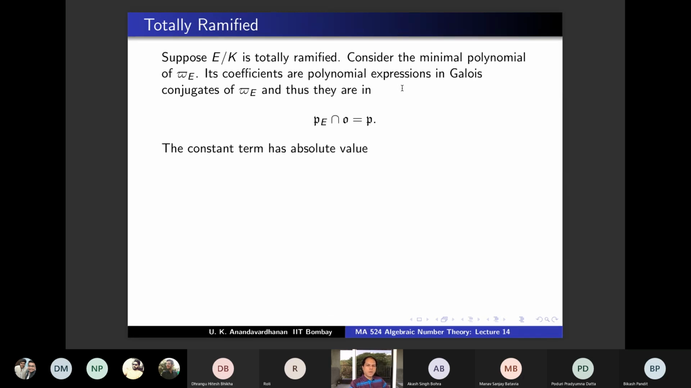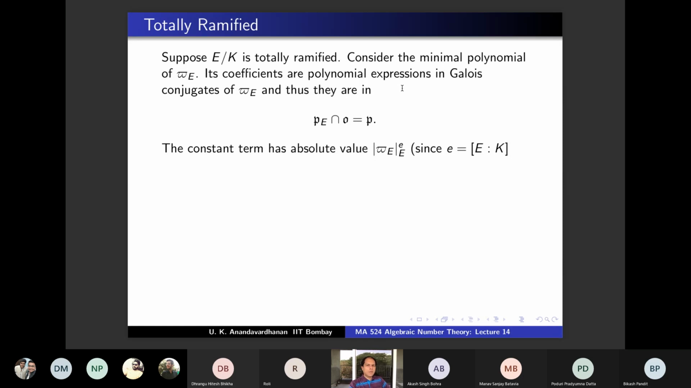Constant term, if you observe, it has an absolute value. What can you say about the absolute value? It involves a product of the Galois conjugates, but all the Galois conjugates have the same absolute value, right? This we have seen using uniqueness of extension. All the Galois conjugates have the same absolute value. So you're taking the product of all that, and all of them have the same absolute value, and therefore it will have absolute value, right? The product involves pi_E, sigma of pi_E, all that. All of them have the same absolute value, so it will be the absolute value of pi_E to the power of the degree of the minimal polynomial. So it is |pi_E|^e, where e is the degree of E over K.